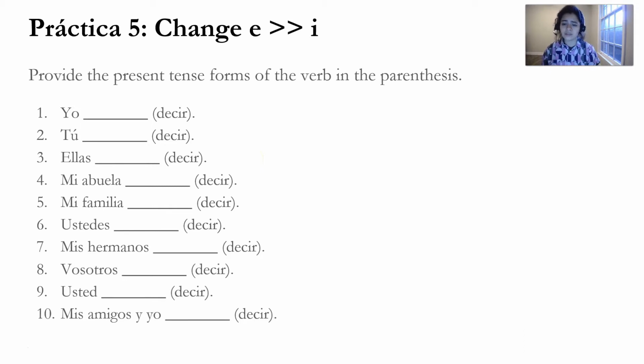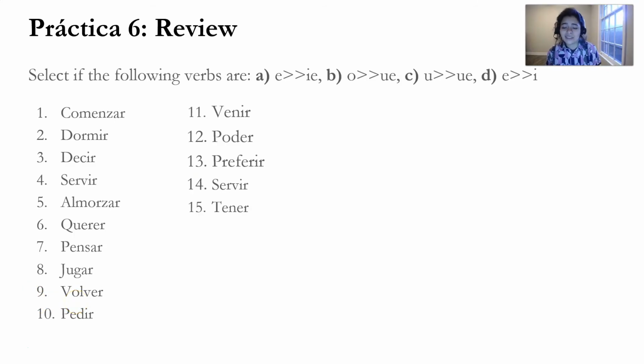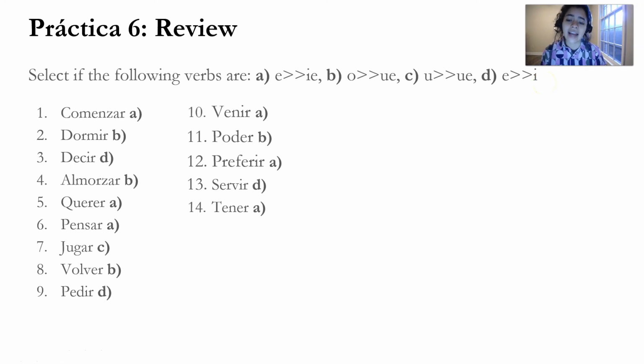Okay, we're gonna do a practice. Provide the present tense forms of the verb in the parentheses according to the subject. Okay, and here you can check your answers. Okay, and we're gonna do a last practice. So you have to select for the following verbs what stem change they undergo. A, from E to IE, B, from O to UE, C, from U to UE, D, from E to I. And then here you have the answers.